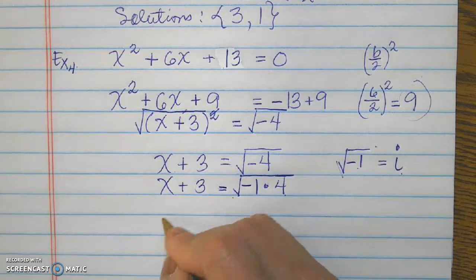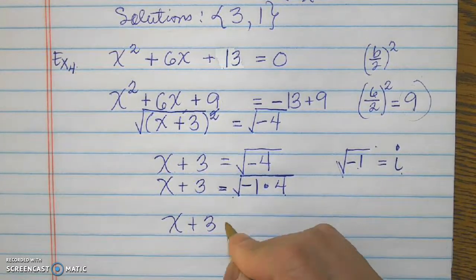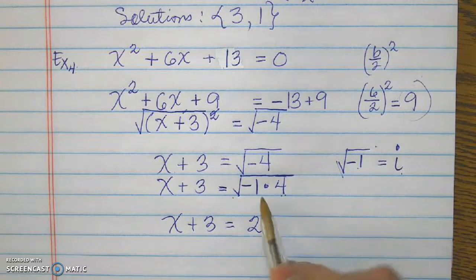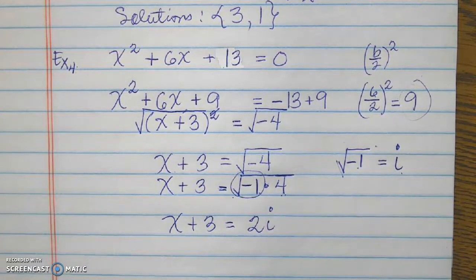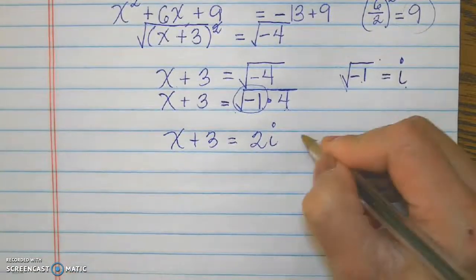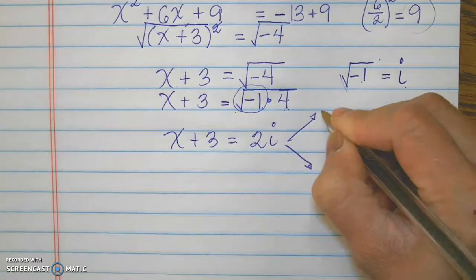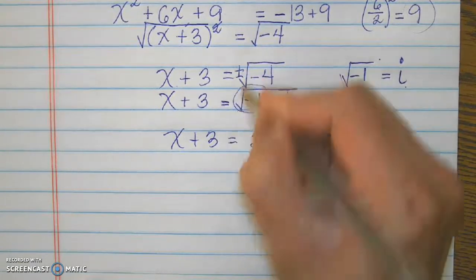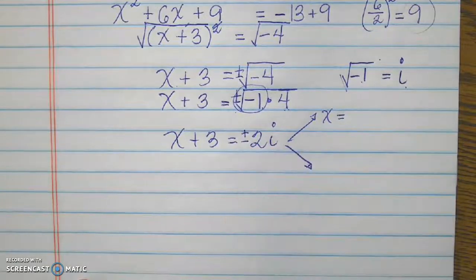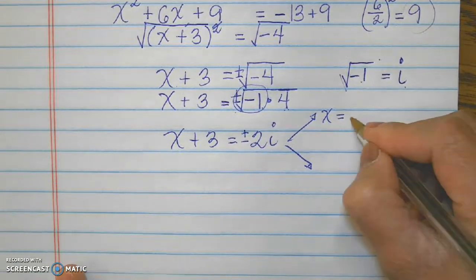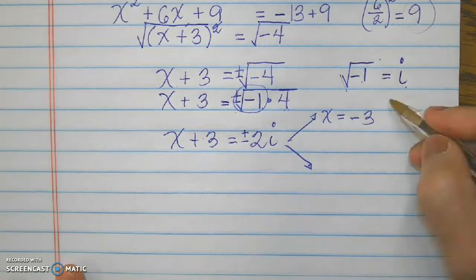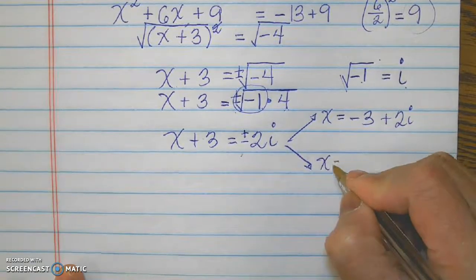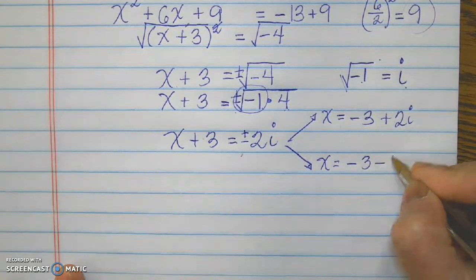So this will be copied down. And now my answer is x plus 3 equals 2, because the square root of positive 4 is a 2. And then we said that this is your i. So now your two possible answers are x equals, oh, by the way, I'm so sorry, that's plus or minus. This is plus or minus. We're not changing anything. It's still the same thing. So those are plus and minus. So this is now going to be a negative 3 because the 3 went to the other side. And we're going to do the plus first. So that's plus 2i. And for this other one, we will have x equals negative 3 minus 2i.